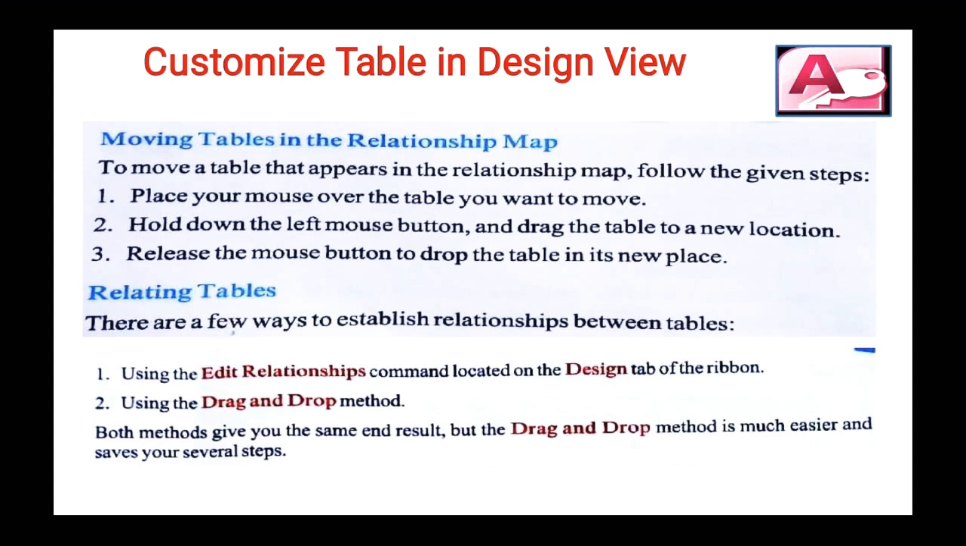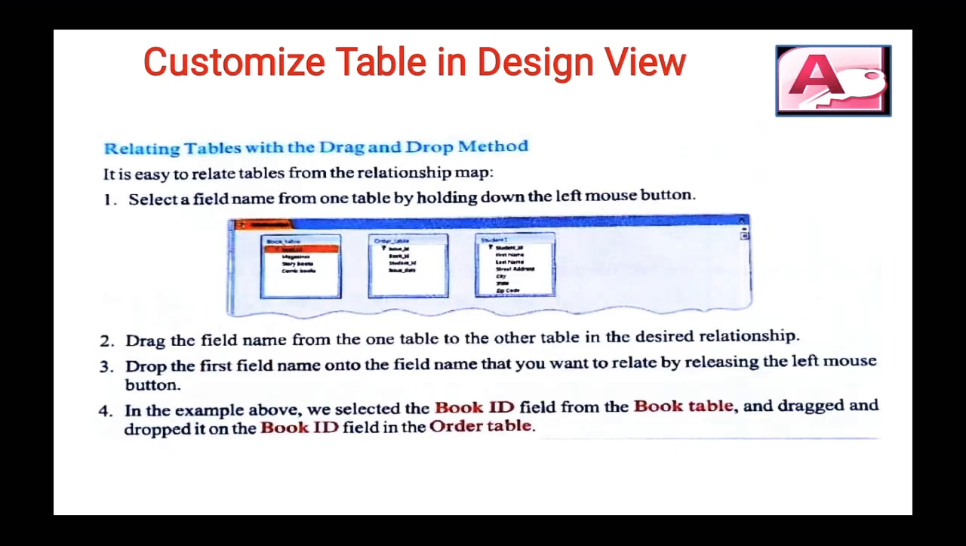Relating tables. There are a few ways to establish relationships between tables. First, using the Edit Relationships command located on the Design tab on the ribbon. Second, using the drag and drop method. Both methods will give the same end result, but the drag and drop method is much easier and saves several steps. Relating tables with the drag and drop method. It's easy to relate the tables from the relationship map.